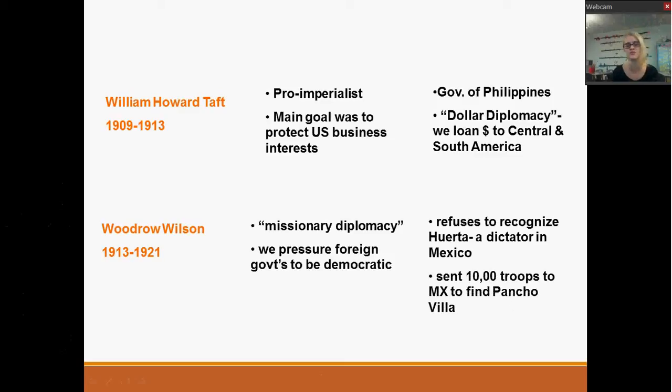He also, after an issue where some Americans are killed, sends about 10,000 troops, it says 1,000, but it should say 10,000 troops, into Mexico to find a man named Pancho Villa after he murdered some American troops. We'll get more detail on that in just a second. So this just gives you a good overview of who these guys were.